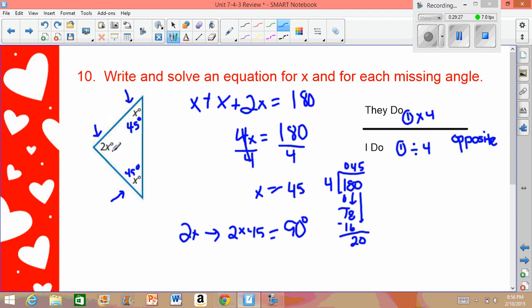So that means our missing measurement for 2x is 90 degrees, which also makes this a right triangle because we have a 90-degree angle. And since these two angles have the same measurement, that means this side and this side are congruent. So we happen to have a right isosceles triangle in problem number 10. So that completes our review problems.